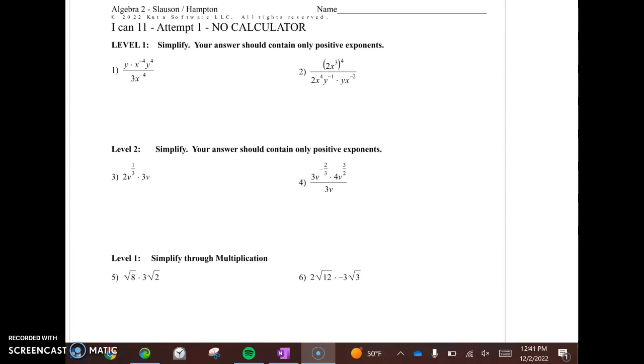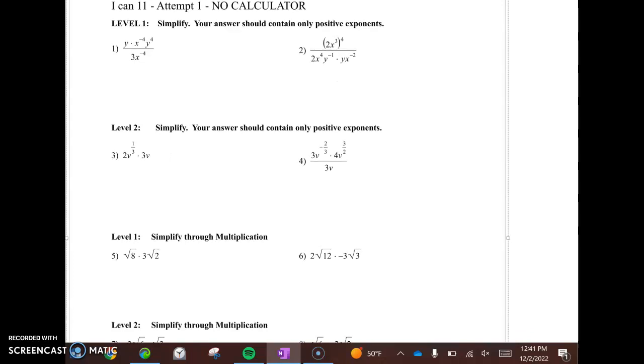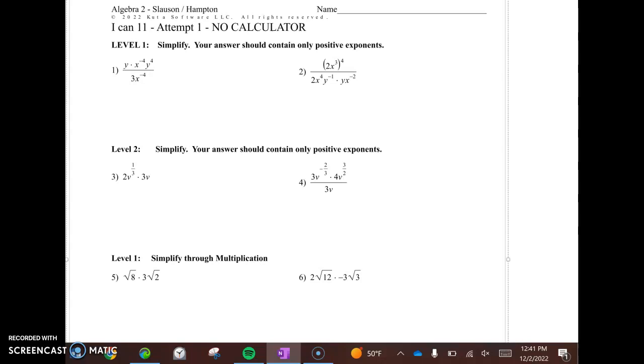So the first thing I want you guys to notice is that this ICAN is going to be a little different. We're going to have Level 1 and Level 2. So as we go through each section, you will have the option to complete Level 1, or you have the option to complete Level 1 and Level 2. So I guess we'll figure that out as we go through.